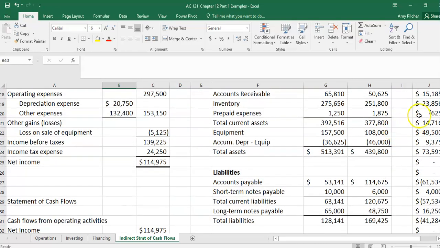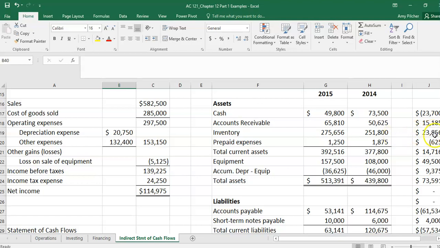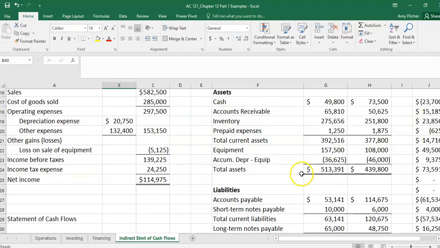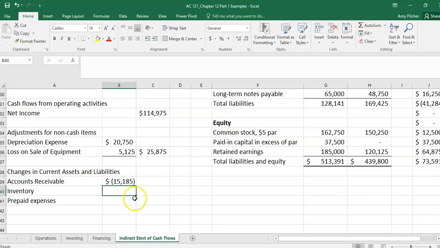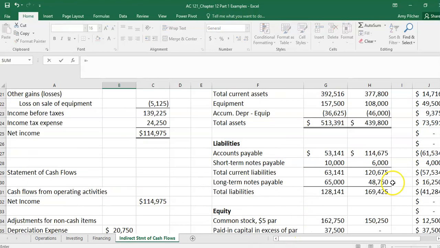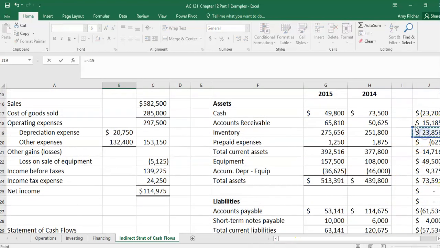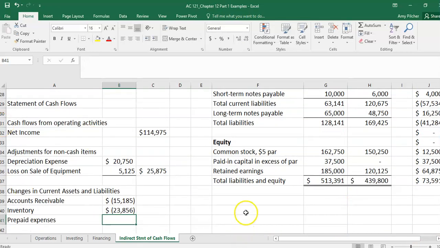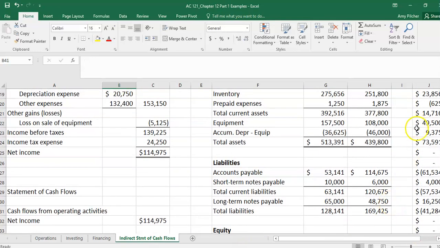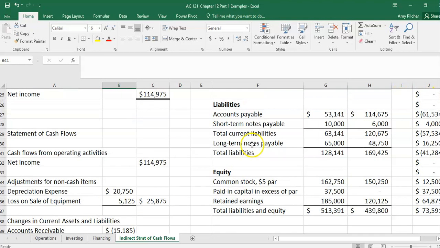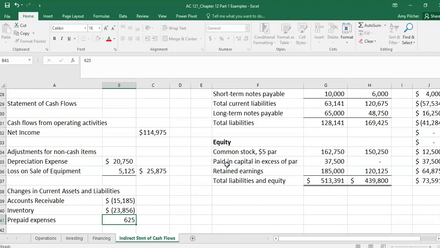We also had an increase in inventory. So again, with inventory, we're going to subtract that increase and put a negative number in there. And for prepaid expenses, we had a decrease of $625. So $625.